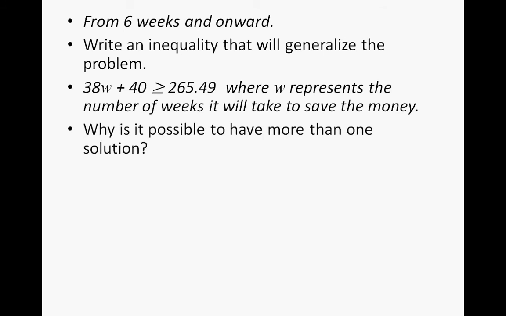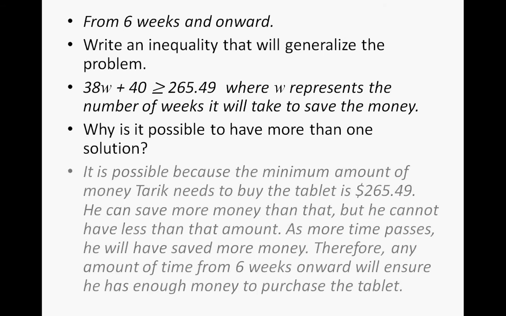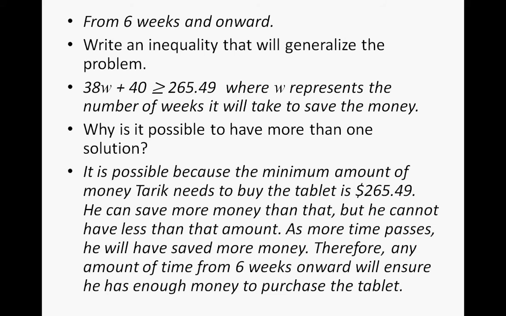So why is it possible to have more than one solution? Well, it is possible because the minimum amount of money Tarek needs to buy the tablet is $265.49. He can save more money than that, but he cannot have less than that amount. But as more time passes, he will have saved more money. Therefore, any amount of time from 6 weeks onward will ensure that he has enough money to purchase the tablet.